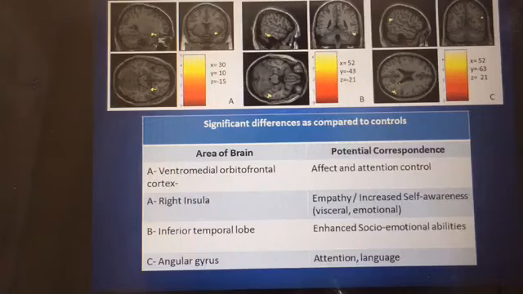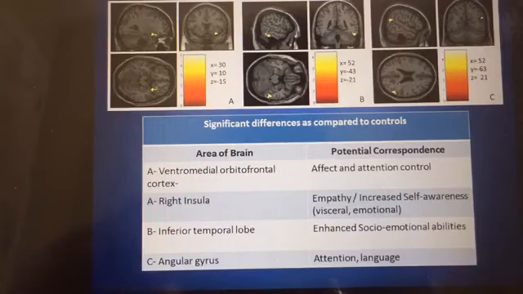Affect is our emotions. So sometimes when we do not show any emotion, or if there are people who have problems with this part of the brain, they are unable to demonstrate emotion, and we call that blunted affect. So affect and attention control are part of this, and it shows that that area was significantly different relative to controls.